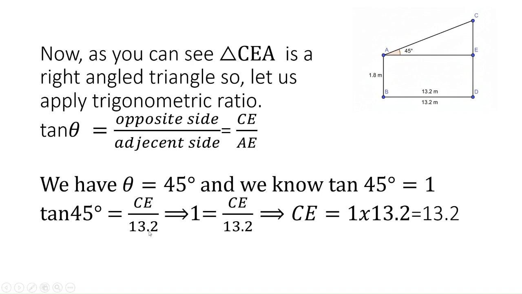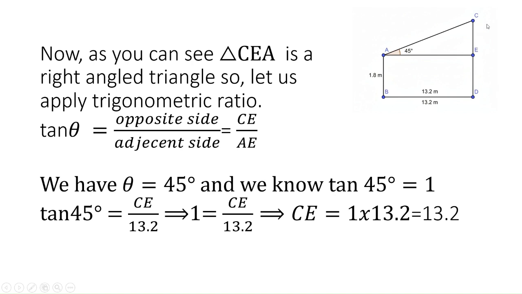AE is nothing but 13.2. How did we write 13.2? Because BD is equal to 13.2, which is the distance between the observer and the palm tree, and it is equal to AE. That's why we are substituting the AE value as 13.2. Here we should be clear on this point. So CE by 13.2 is equal to 1. CE is equal to 13.2 into 1, that is nothing but 13.2 meters. So we are able to find out the CE value, which is 13.2.